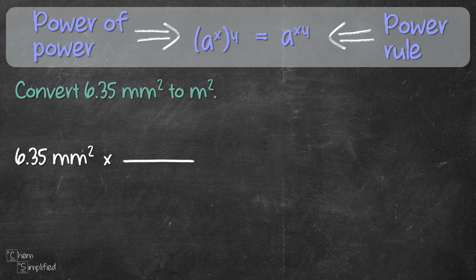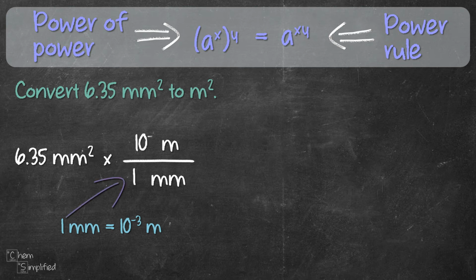Since we're getting rid of millimeter square, we'll need to place millimeter at the bottom so that they will cancel out eventually. And because we're converting to meter square, right? We'll place meter on the top. We know that 1 millimeter is 10 to the power of negative 3 meter, so we'll place in 1 next to millimeter and 10 to the power of negative 3 next to meter.